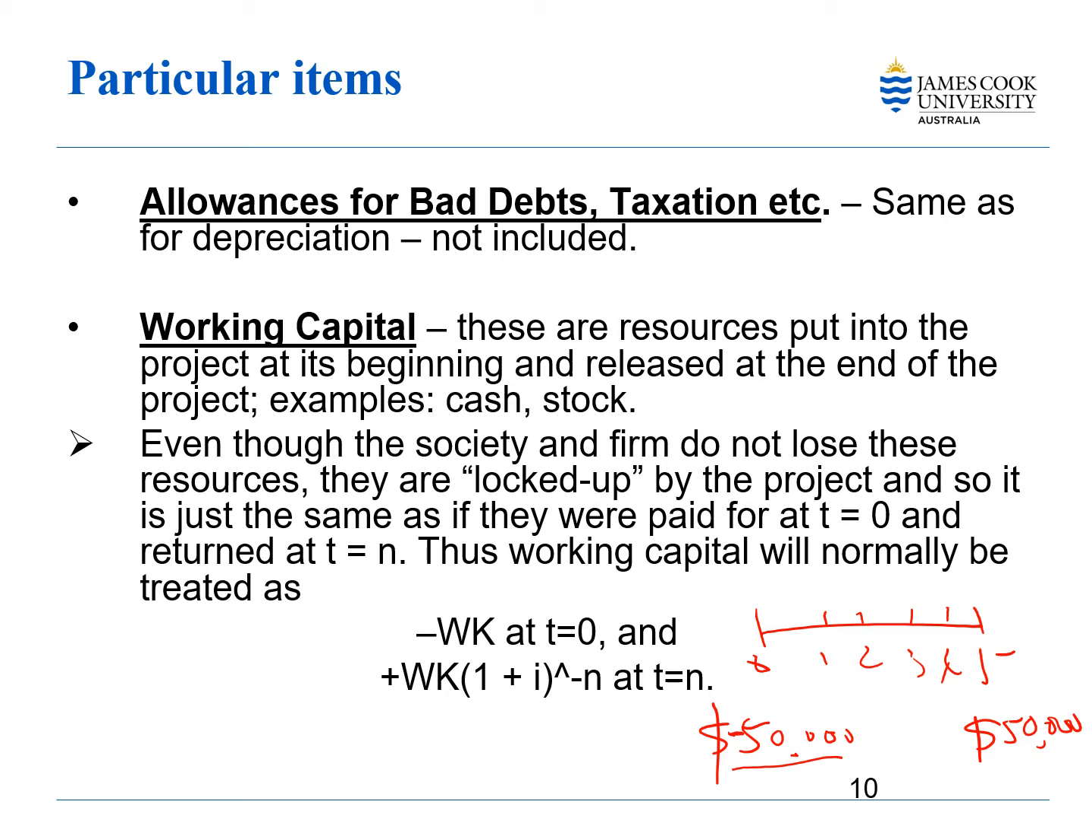At the end of the project, in 5 years' time, it's still $50,000, but it's $50,000 in 5 years' time. We've got to discount it back. So the present value of this $50,000 at the end of 5 years is not the same as the $50,000 in present times. This is how we capture working capital in CBA.